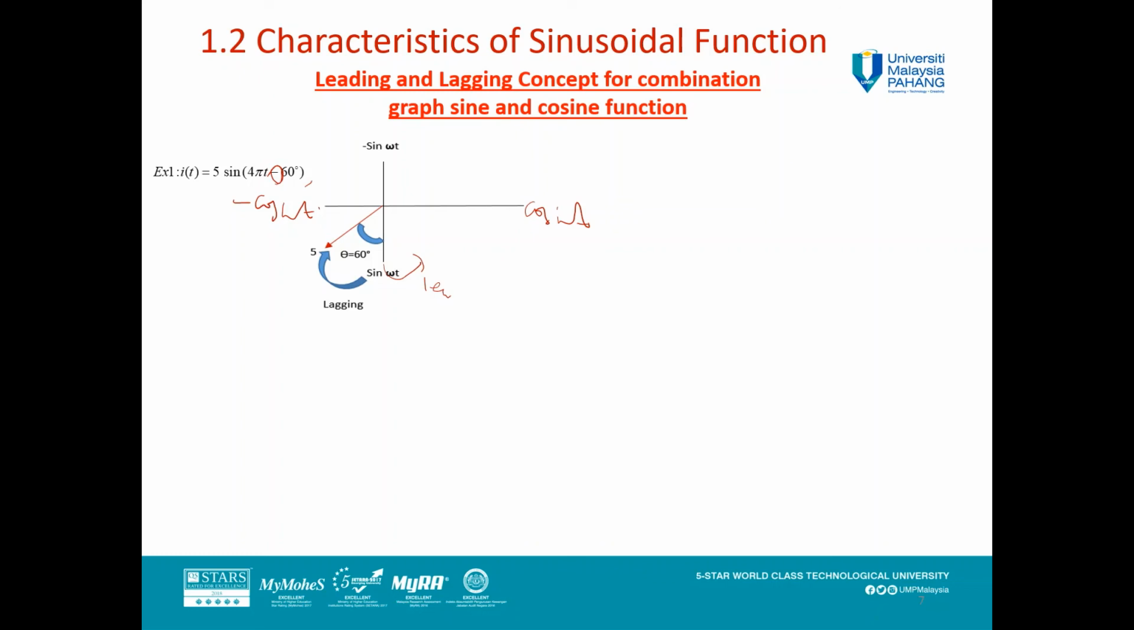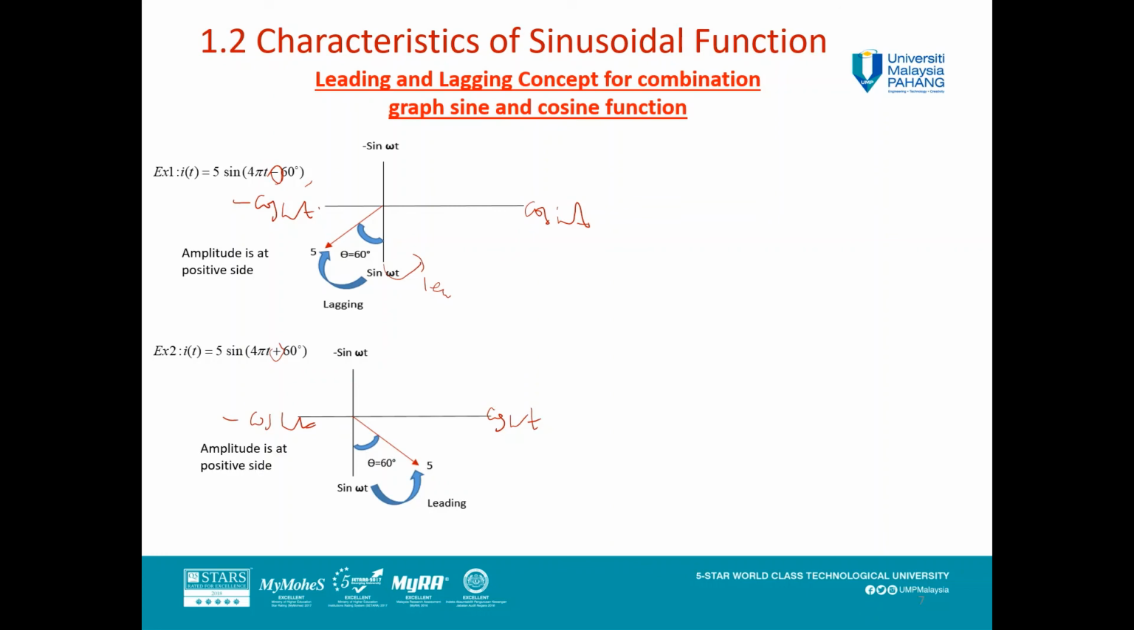The amplitude is positive. Next, the second example, 5 sin. The amplitude is still positive. Positive means leading. So its equation is on that side. Remember, this is cos omega t, and this one is negative cos omega t. So the amplitude is on the positive side, right, the same as now, on the positive side.